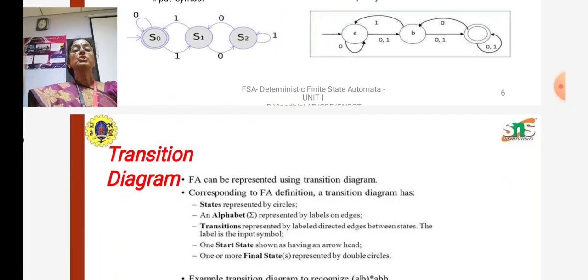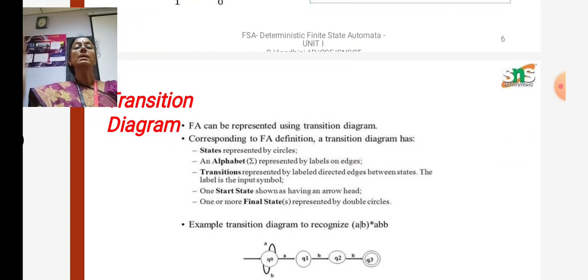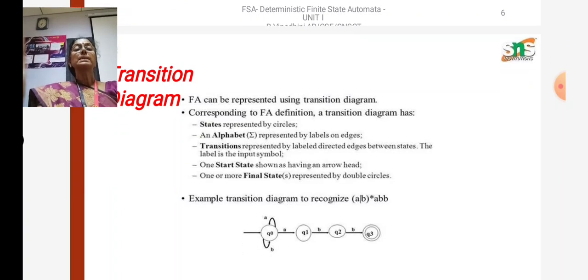The next term is the transition diagram. Every automata is represented using states and transitions, and the combination of states and transitions is called a transition diagram. So the FA can be represented using the transition diagram. The transition diagram contains the set of input symbols and transitions, and also the start state and final state. Now the example of a transition diagram for recognizing (a|b)*abb.